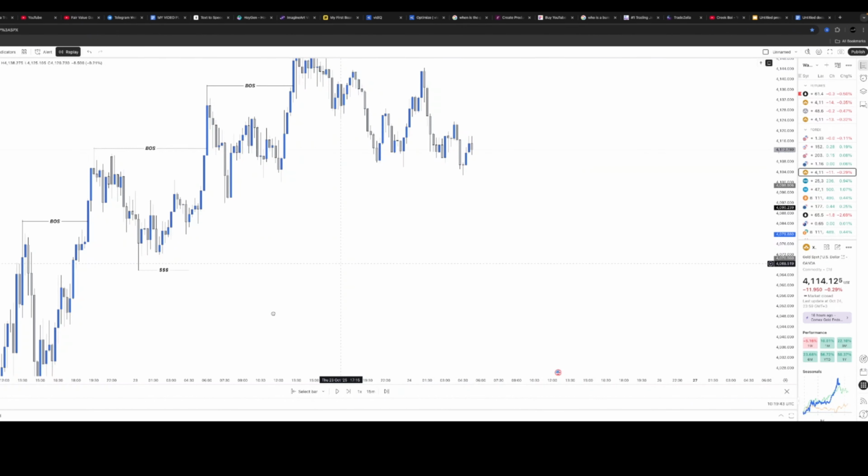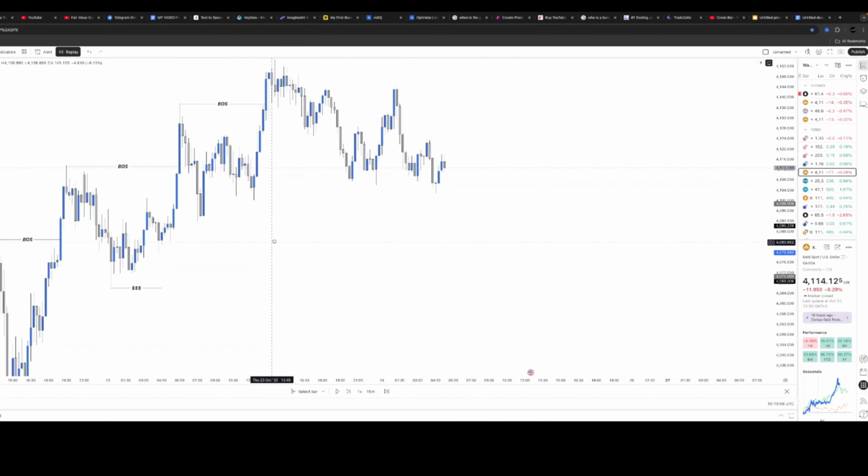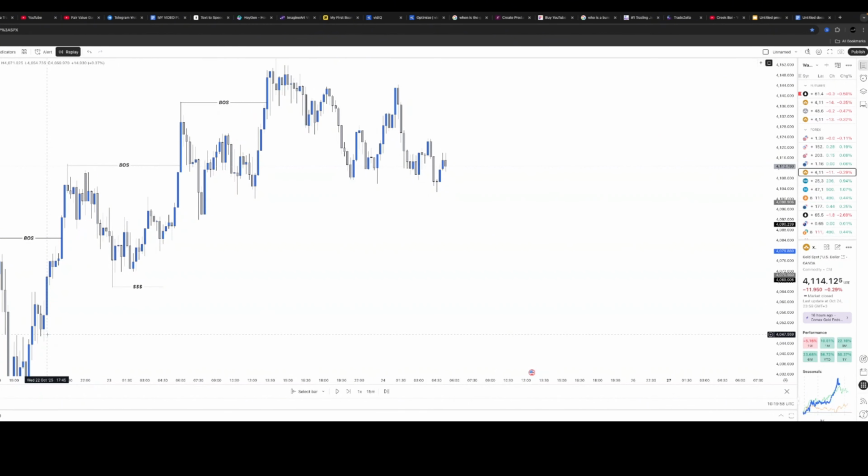Which one is the valid zone that we're going to take a trade from? First of all, these zones have been mitigated. This one is mitigated. At least a bit of this one was mitigated, but the market didn't reach into this candlestick. Now, this one is not yet mitigated at all.